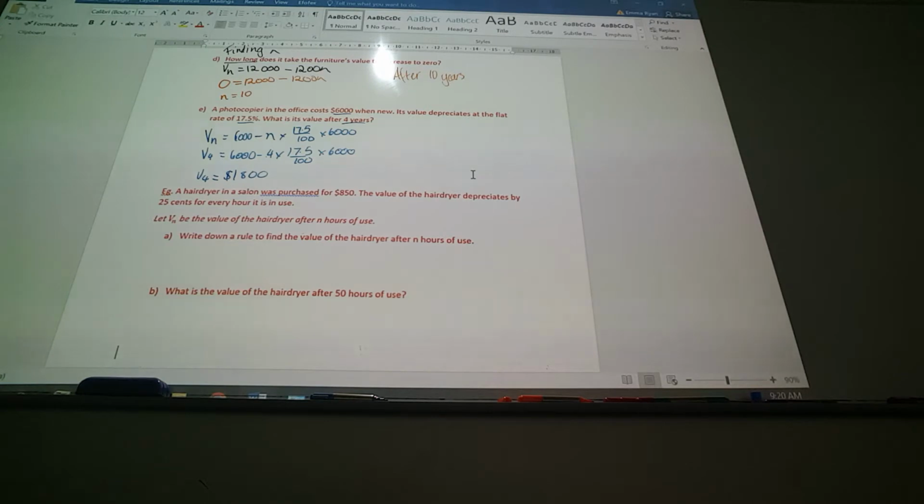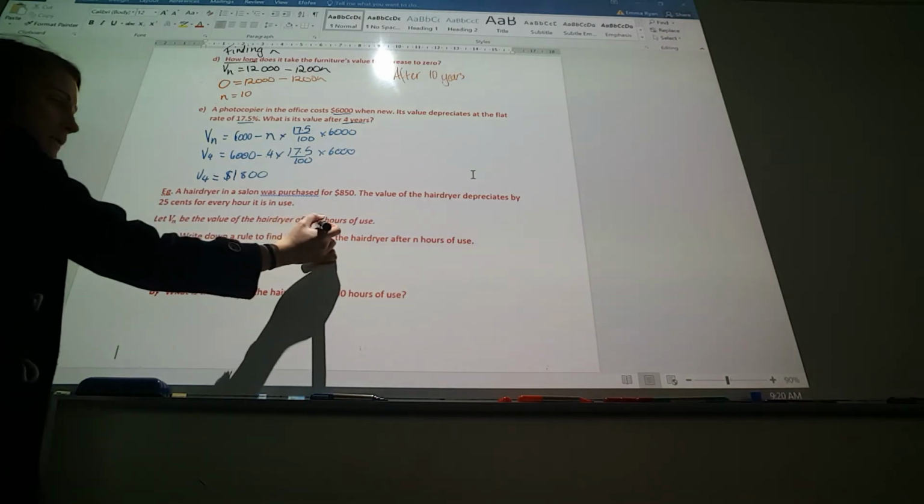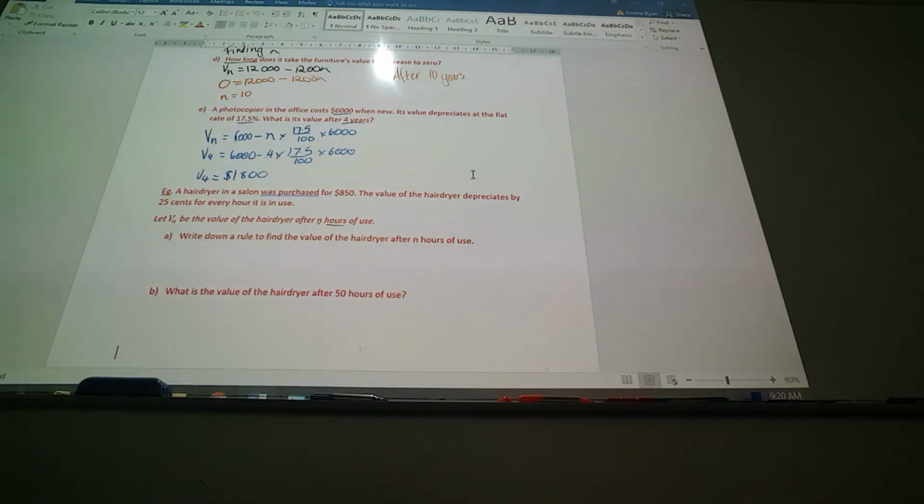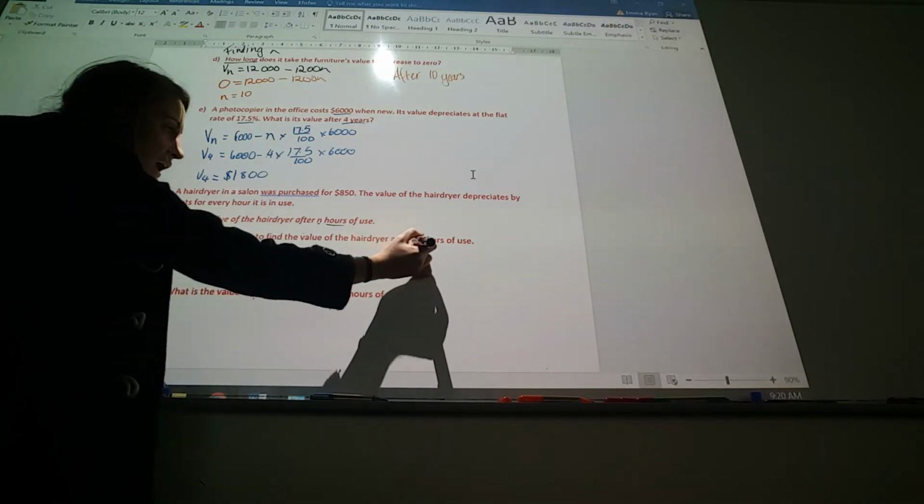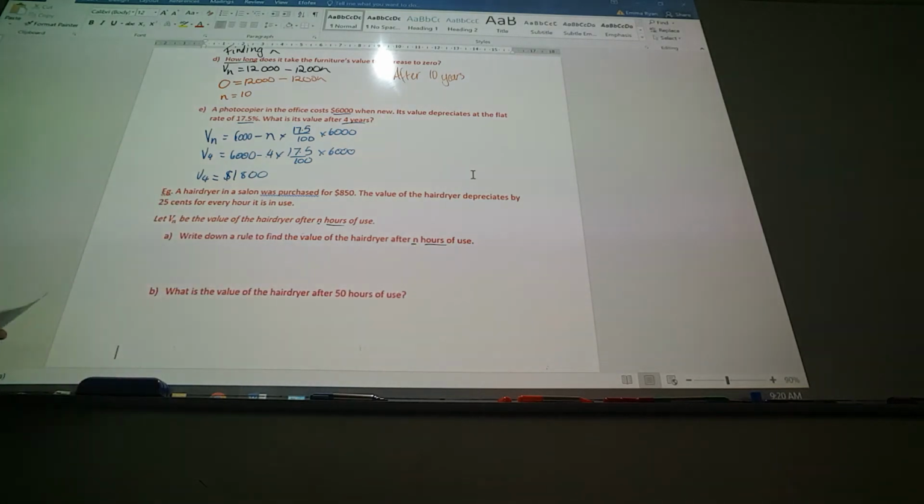Alright, a hairdryer in a salon was purchased for $850. The value of the hairdryer depreciates by 25 cents for every hour it is in use. Let Vn be the value of the hairdryer after n hours of use. So this is one where it changes and we're talking about n equals hours rather than years. So write down a rule to find the value of the hairdryer after n hours of use.